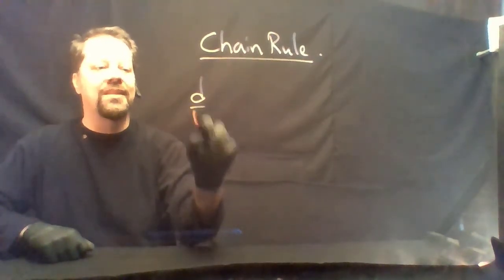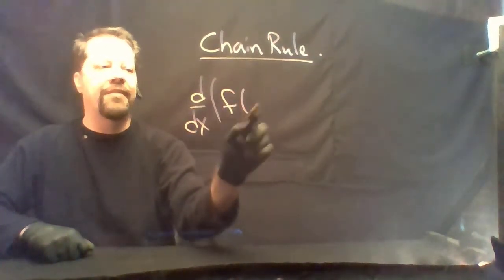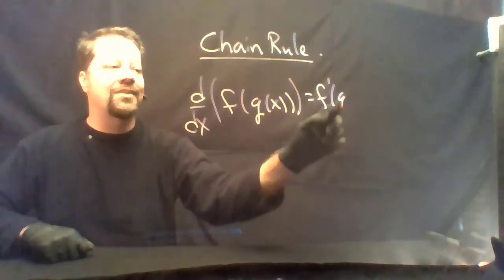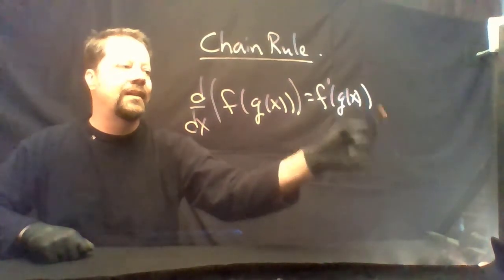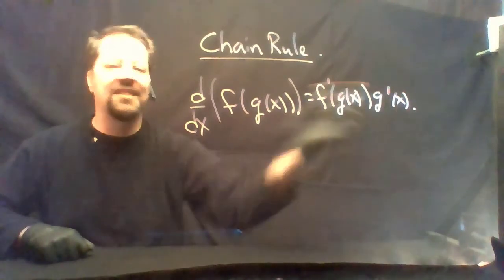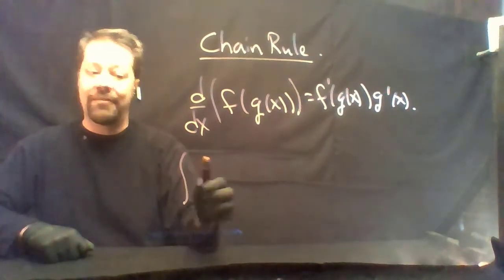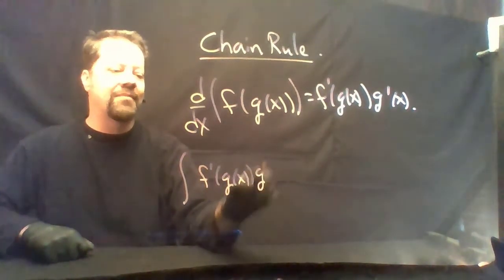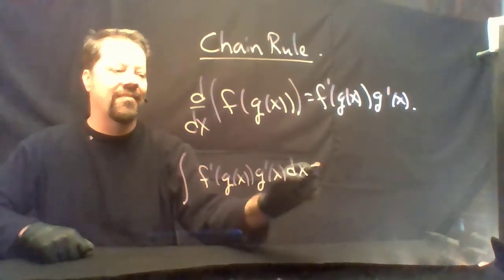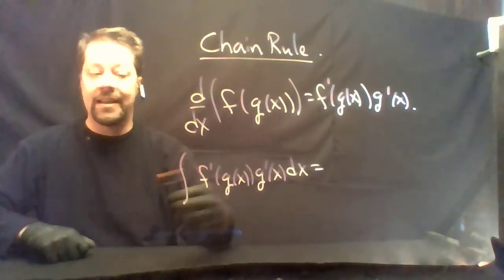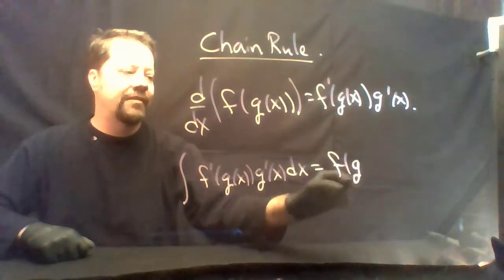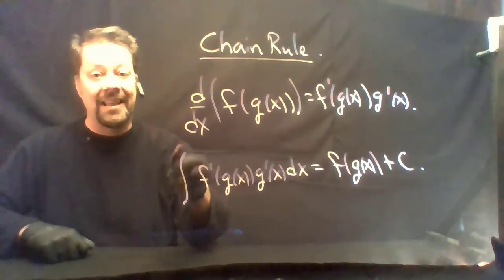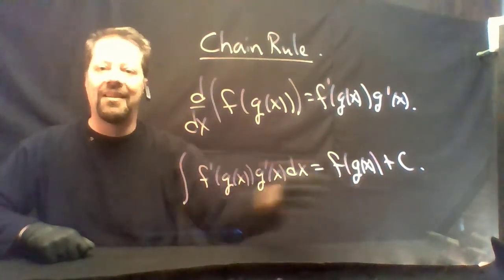The chain rule says that if you take the derivative of a composition f of g of x, you take the derivative of the outside and leave the inside alone, and then multiply by the derivative of the inside. So that way, if we're integrating f prime of g of x times g prime of x dx, when you integrate a derivative, they undo each other, and you just end up with f of g of x plus an arbitrary constant. Remember, the indefinite integral stands for the class of antiderivatives.